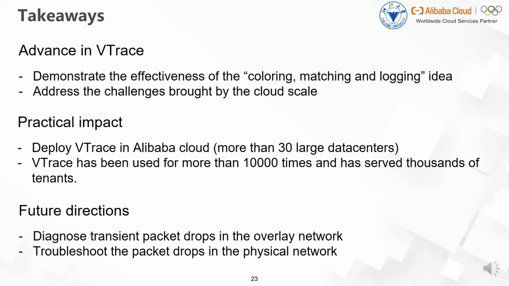This work demonstrates the effectiveness of the covering matching and logging idea in automatically diagnosing persistent packet loss issues. Now VTrace has been deployed in Alibaba Cloud, which includes more than 30 large data centers, and has been used for more than 10,000 times. In the future, we are going to diagnose transient packet loss in the overlay network. In addition, the integration of troubleshooting the packet drops in both physical and virtual networks is also an interesting and important problem. This is our presentation. Thank you very much.